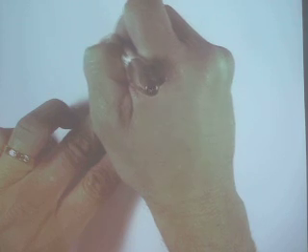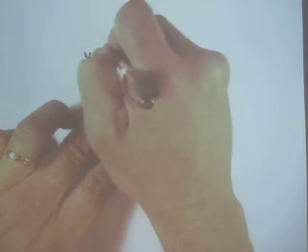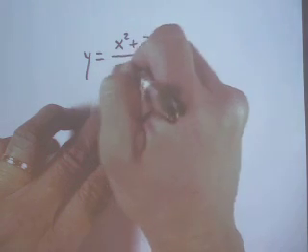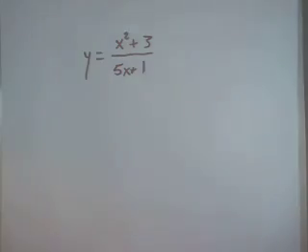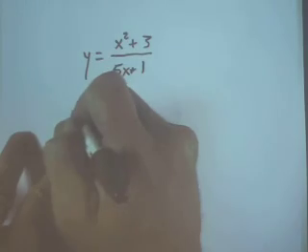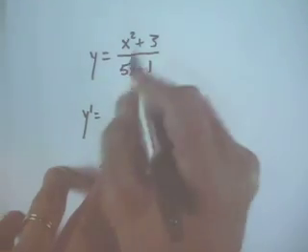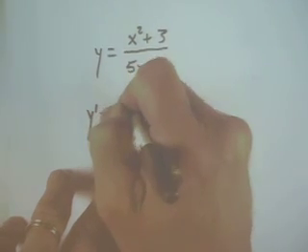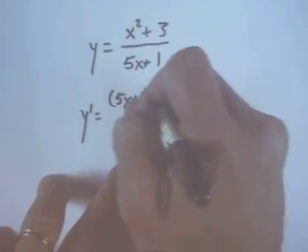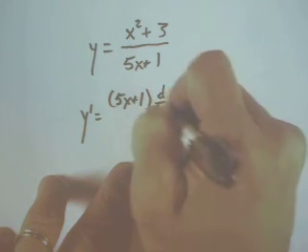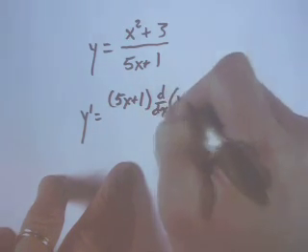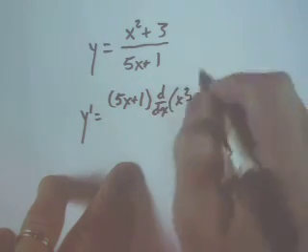Suppose we had the function y equals x squared plus 3 over 5x plus 1, and we wanted to find the derivative of y. Well, using the quotient rule and using maybe our mnemonic device, we would take low, which is the low function, 5x plus 1, d high, so the derivative of the numerator function, the high function, which is x squared plus 3, and we'll take the derivative of that on our next step.